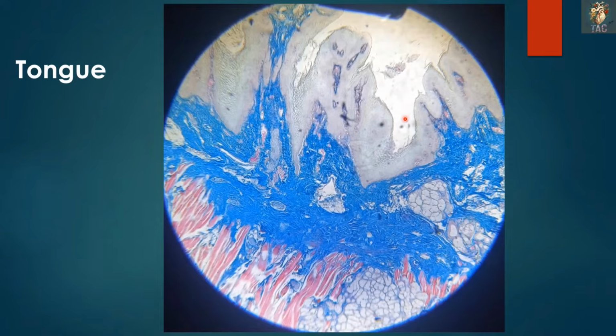Here you can see another slide with Masson's trichrome stain, and here also you can see the different papillas. Again these are keratinized because you can appreciate the keratin which is present. Beneath the epithelium, in blue color, you can see the connective tissue. Here you can appreciate the mucus acini, and these are the skeletal muscles.